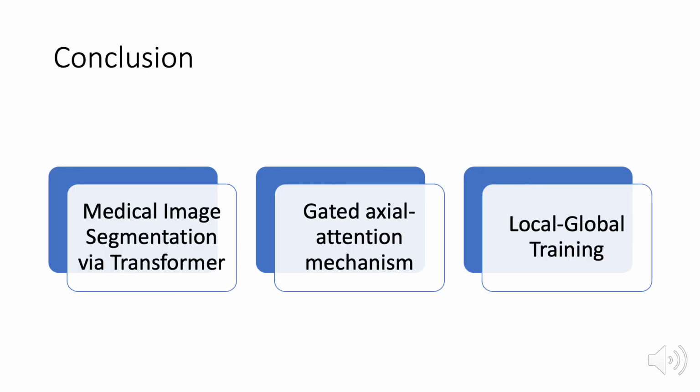So, in conclusion, this paper introduces a way to do medical image segmentation with a transformer architecture. It utilizes gated axial attention as opposed to standard self-attention, and utilizes local-global training.